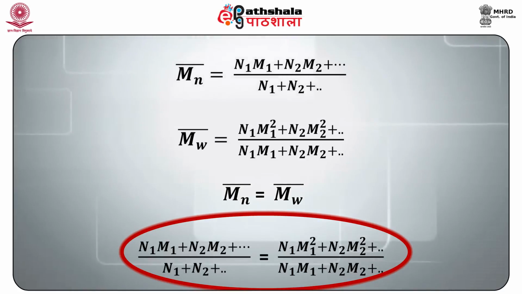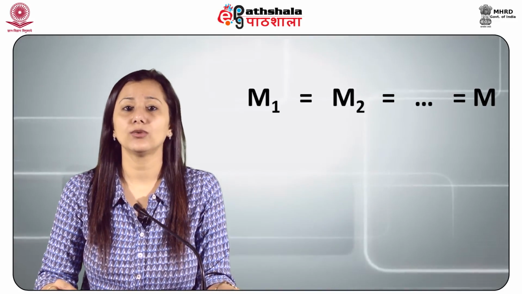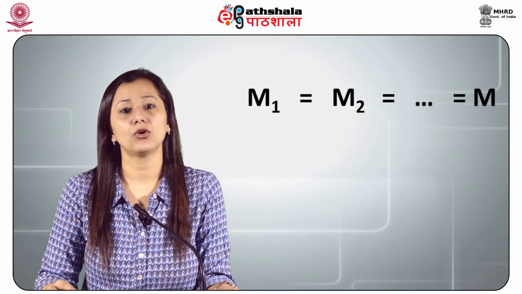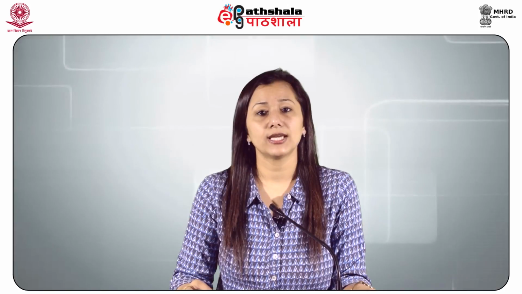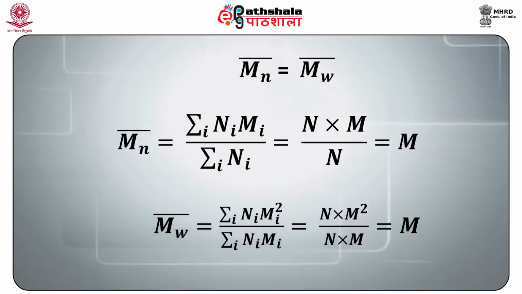The left hand side will be equal to the right hand side only if M1 is equal to M2 is equal to M. That is, all molecules should have the same molecular weight. In such a case, average has no significance. For a monodispersed sample where all the chain lengths are equal, Mn bar equals Mw bar.